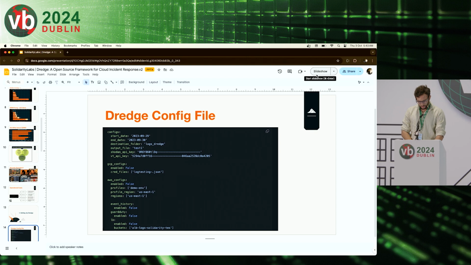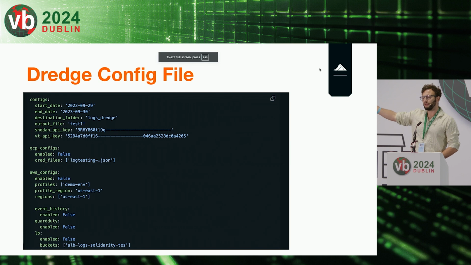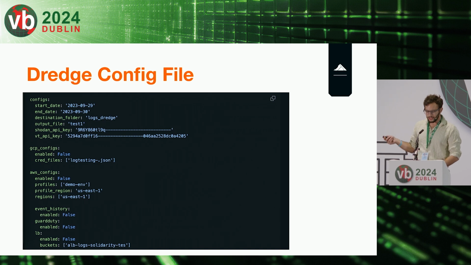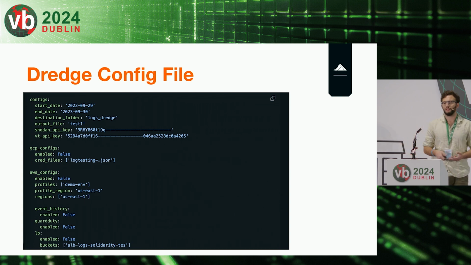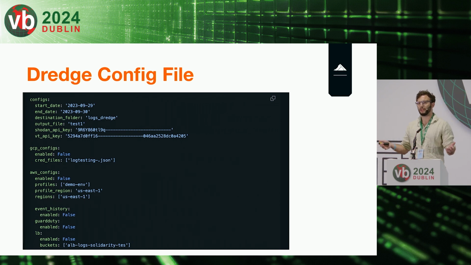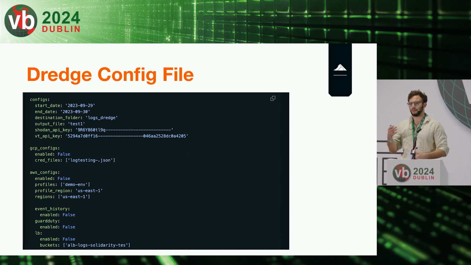This is a config file. As you can see here, all this information is in the repo. So if you go to the repo, you're going to see this better. But basically what we have here is, we can set API keys for Shodan integration or for VirusTotal integration. We can set the specific time frame, and we can set all the logs that we need to retrieve at the same time. So if, for example, we need to retrieve 10 accounts from AWS at the same time, we can set those 10 profiles and make Dredge retrieve that information at once without us needing to change the tenants or changing the roles and the profiles.